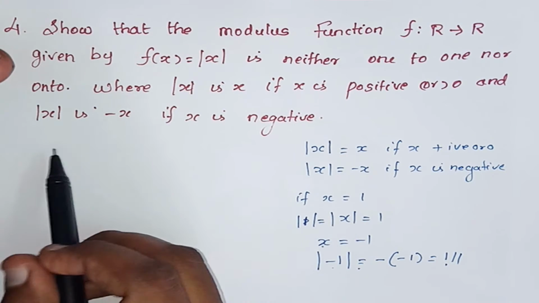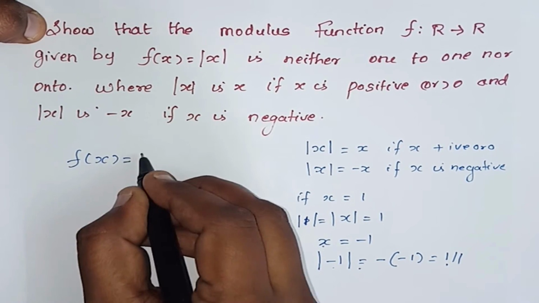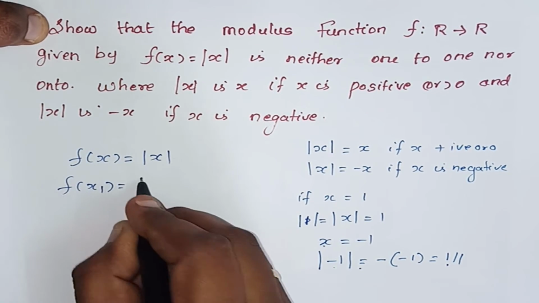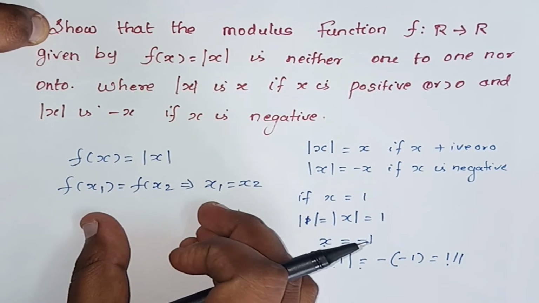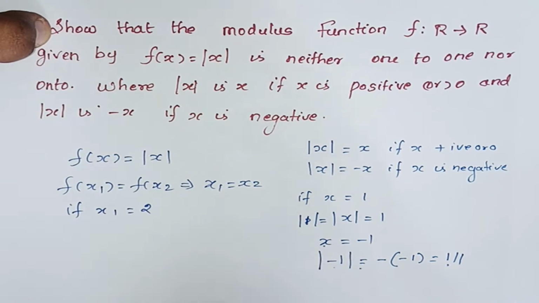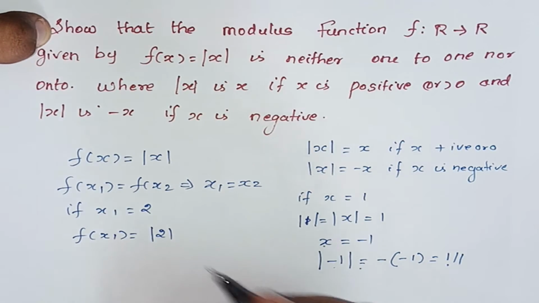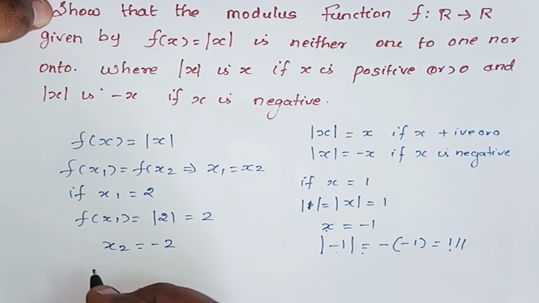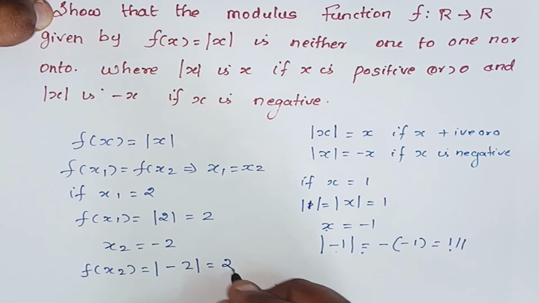So we need to prove this function is not one to one and not onto function. So f of x is equal to modulus of x. This is given. So we need to prove f of x1 is equal to f of x2 gives x1 is equal to x2. We need to prove this relation for 1 to 1. So if x1 is equal to 2, means what is mean by f of x1? F of x1 is modulus of 2, right? Modulus of 2 is 2. If x2 is equal to minus 2, f of x2 is nothing but modulus of minus 2. That is also equal to 2.